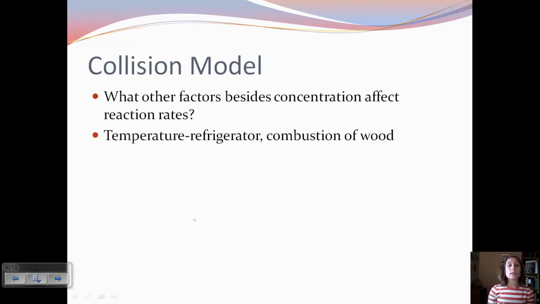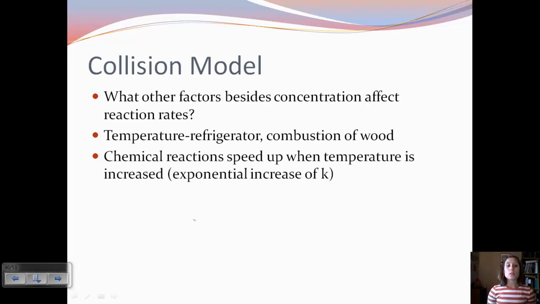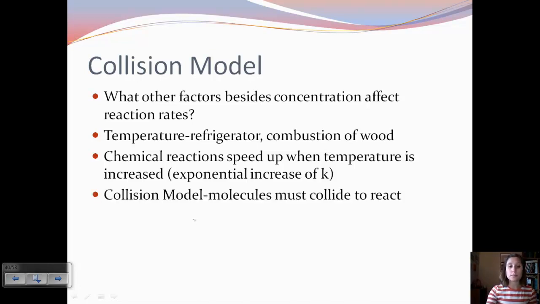Well, when we look at temperature, for example, the reason we use our fridge is because it decreases the rate at which food spoils. So lowering the temperature will decrease the rate. Wood burns or combusts at a very high temperature, so increasing the temperature increases the reaction rate. So we know that chemical reactions speed up when the temperature is increased, and we can see an exponential increase of the rate constant when this occurs.